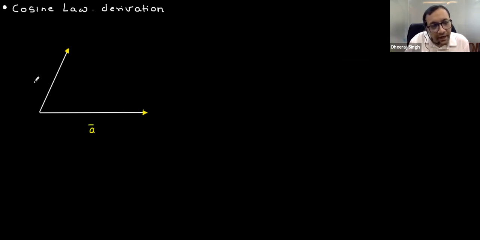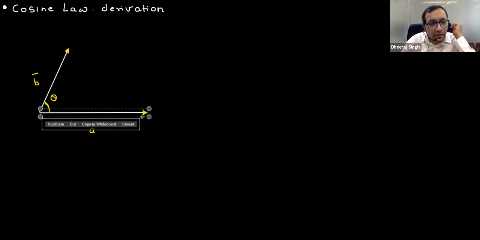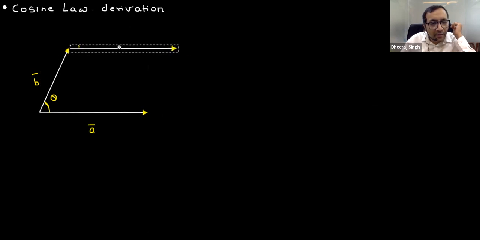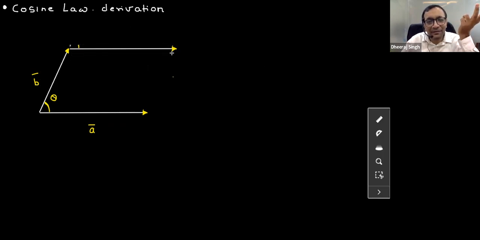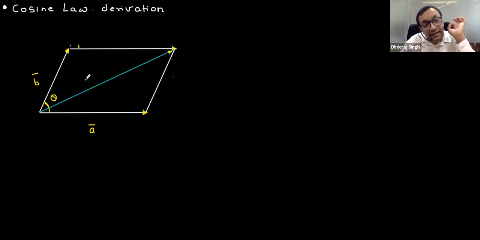Okay, so let us say this is vector A and this is vector B. How do you represent the angle between the two vectors? We can say it is theta, you can say it is phi, whatever comes to your mind. So in order to add them up, I have to create a parallelogram, right? When I create a parallelogram, this becomes the sum of the two vectors. This is, let's say, vector C, which is A plus B.